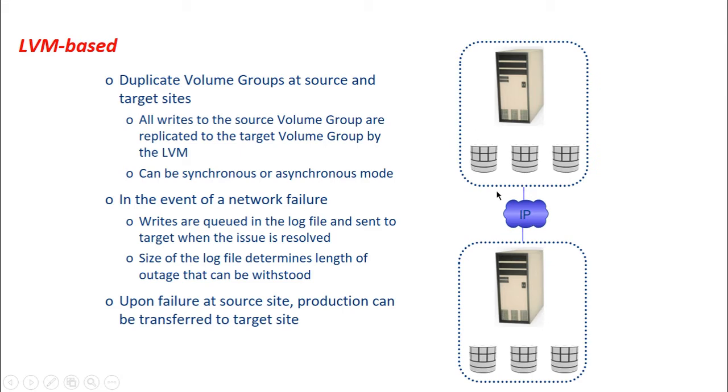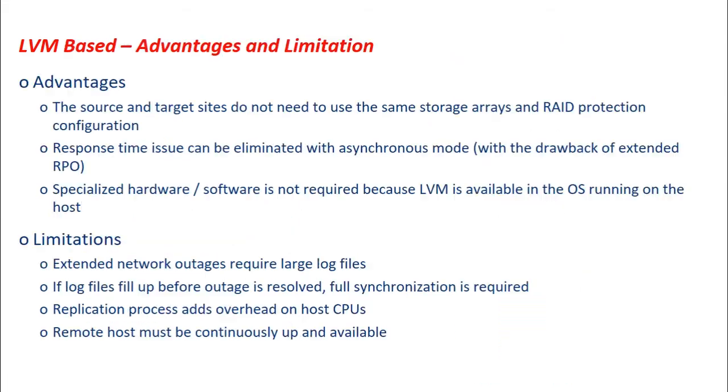Suppose there is a network failure, all the writes are queued in the log file at the source and then sent to the target when the issue is resolved. The size of the log file determines the length of the outage that can be withstood if there is a failure of the network. Upon failure at the source site, the production can be transferred to the target site. Now this is a very important feature. If the source site cannot be accessed, we can migrate the production to the target site as well and resume our normal business operations.